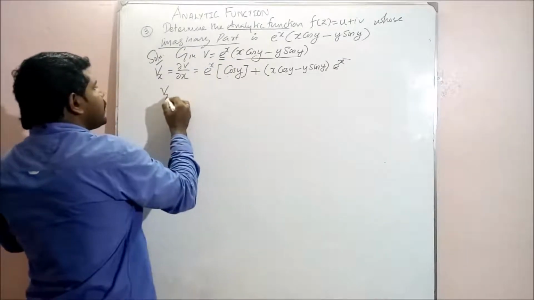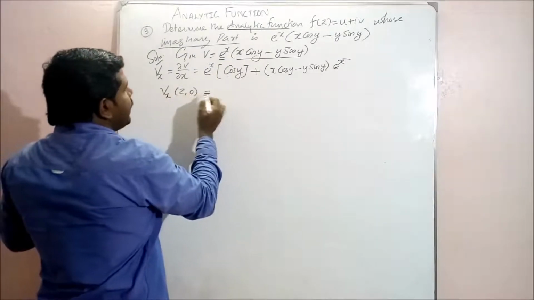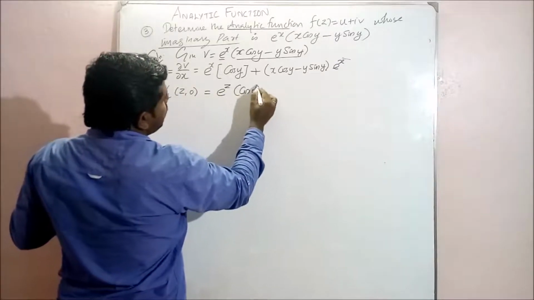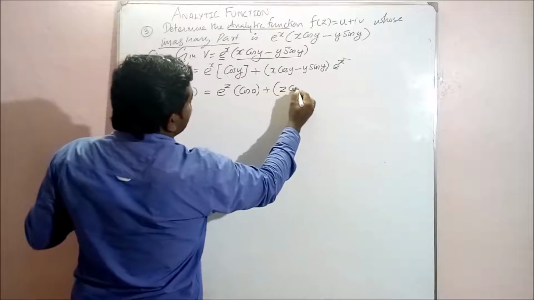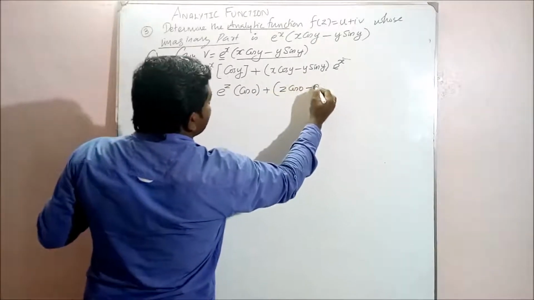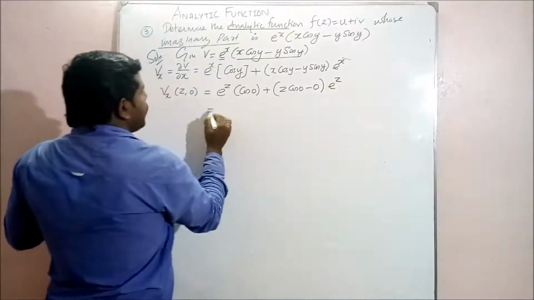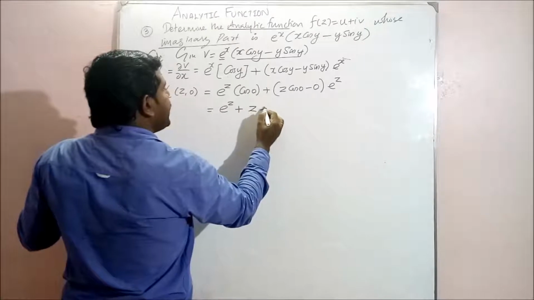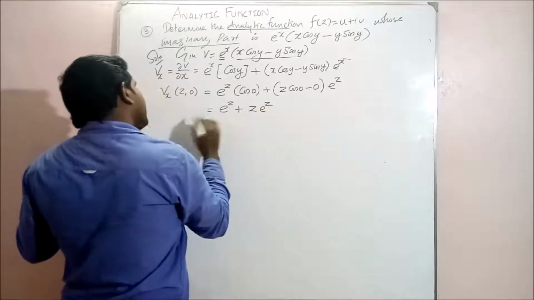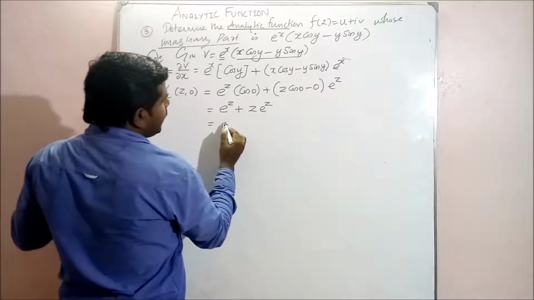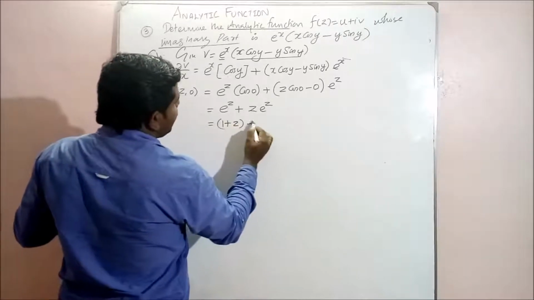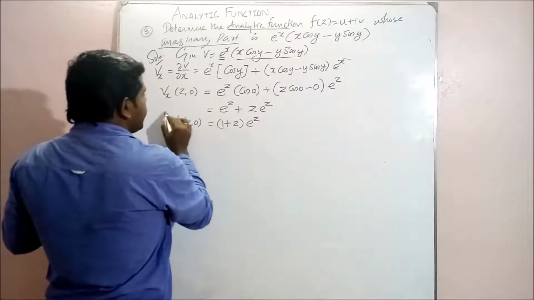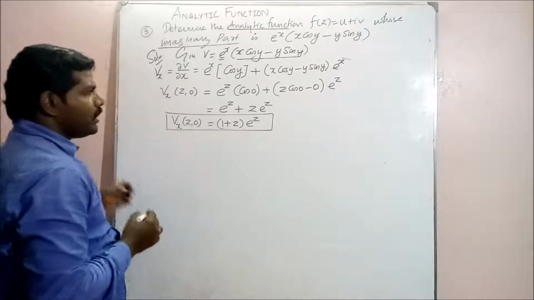Then calculate vx of z comma 0. Put x equal to z and y equal to 0: e power z into cos 0, plus z into cos 0 minus y, where y is 0 so that term is 0, e power z. So e power z into cos 0, whose value is 1, plus z into e power z. Taking e power z outside, we get 1 plus z into e power z. So this is vx of z comma 0. So vx of z comma 0 is over.